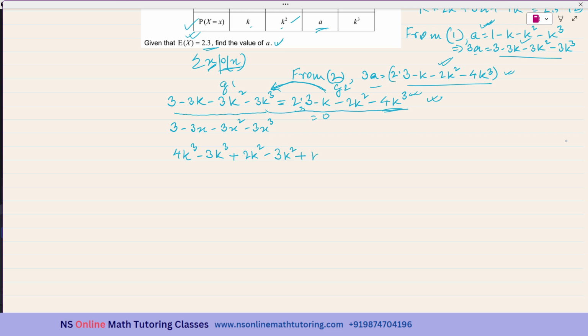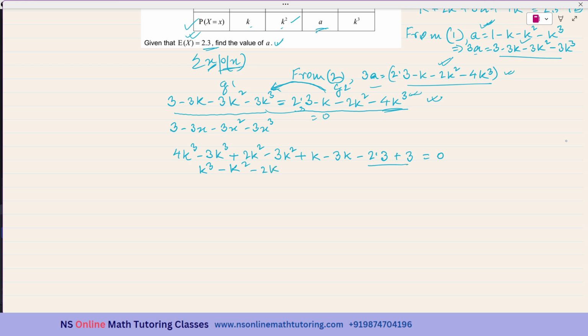plus k minus 3k and minus 2.3 plus 3 equal to 0. And 4k cube minus 3k cube is k cube. 2k square minus 3k square is minus k square, plus k minus 3k is minus 2k.